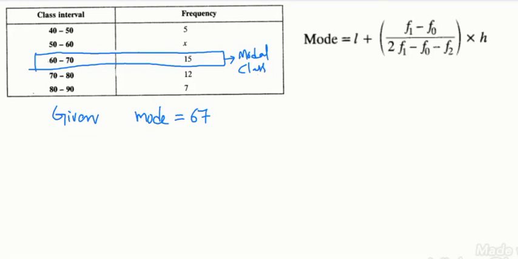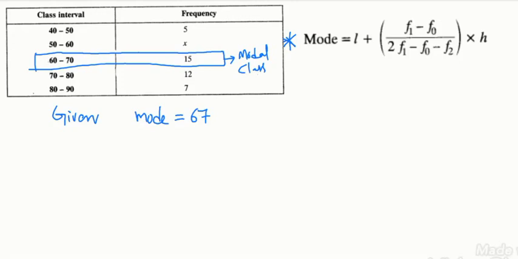After marking the modal class, you should know the formula to find mode. We know very well this is a very important formula. Every child should note it down and remember. So mode is equal to L plus F1 minus F0 by 2F1 minus F0 minus F2, into H. In this formula, we have different unknown values: L, F1, F0, F2, H.